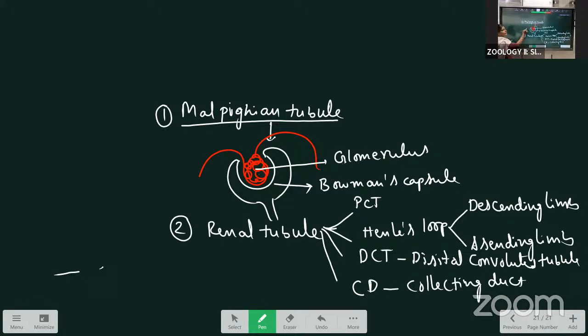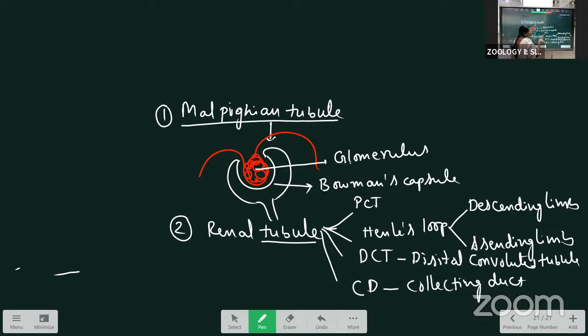The nephron has two components. The first component is called the Malpighian tubule, or renal corpuscle. It has two parts, glomerulus and the Bowman's capsule. Clear, I think. The second part is called the renal tubule. This is a tube-like structure, and inside of it different parts are present.